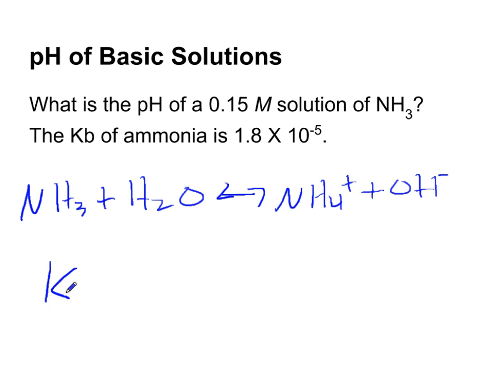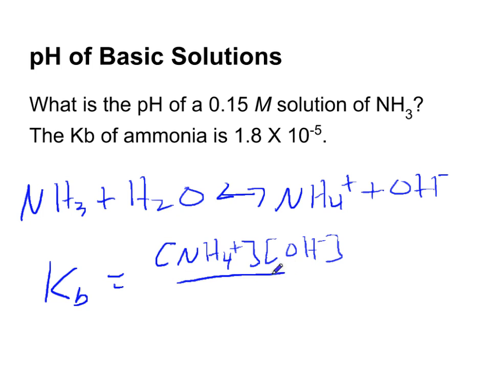So our equilibrium constant, since we're using bases, it's Kb instead of Ka, is going to be the ammonium concentration times the hydroxide concentration divided by the ammonia concentration. Again, we're going to leave out water because it's a pure liquid.